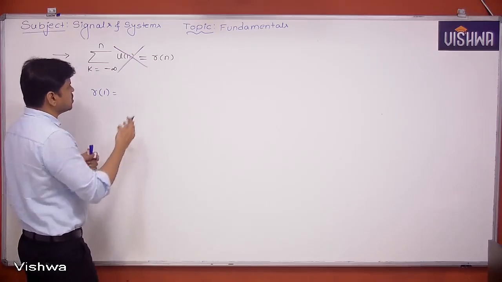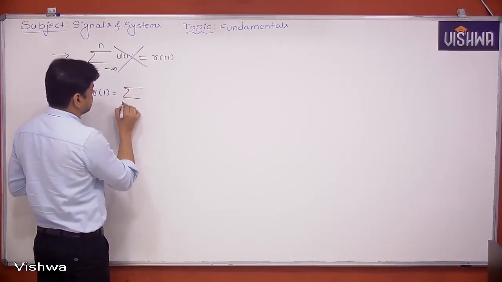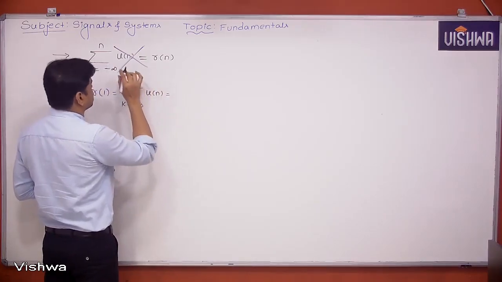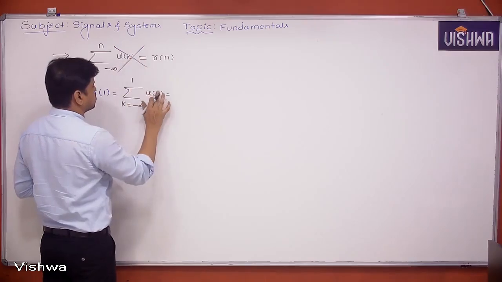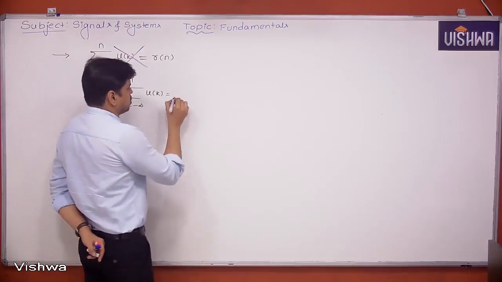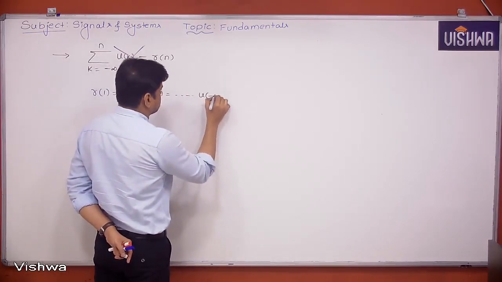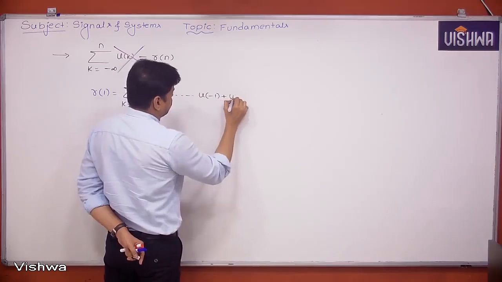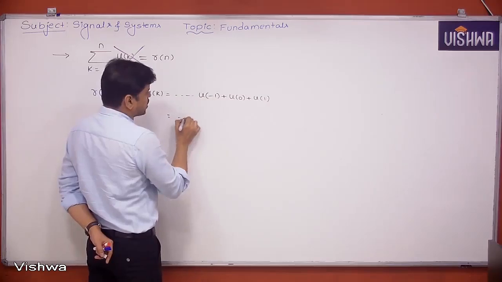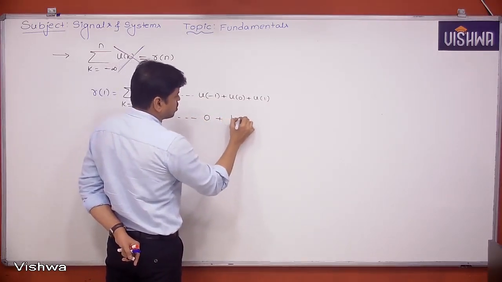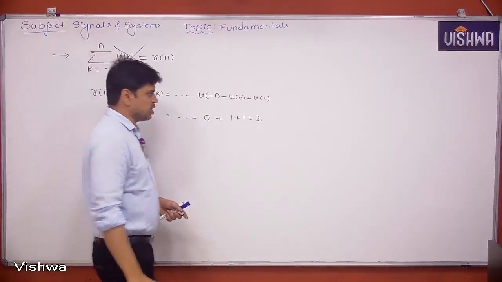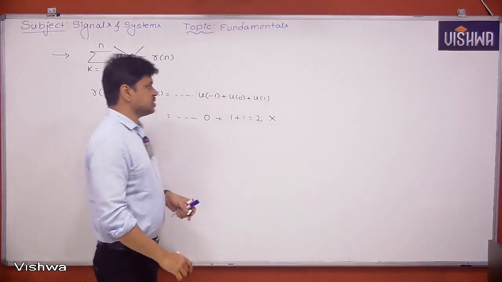Let's see. Summation from this definition, k equals minus infinity to 1, u of k. Sorry, this is actually u of k, where the k value changes from minus infinity to 1. Then what will happen? u of minus 1, u of 0, plus u of 1. We know for negative values it is 0, plus u of 0 which is 1, u of 1 which is 1. So finally this is 2. So is r of 1 equal to 2? No, definitely not. This is a wrong answer.